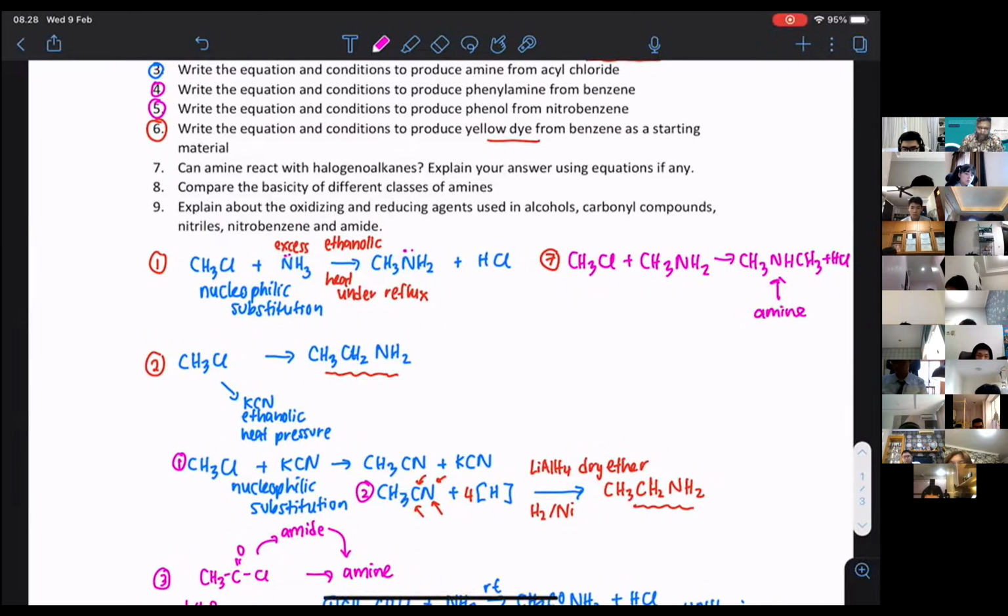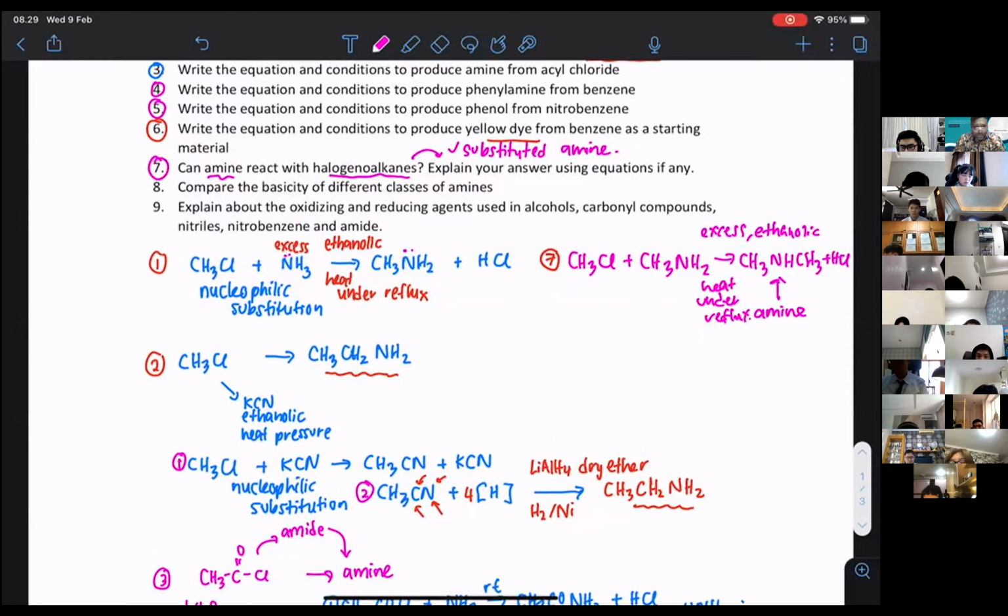So the reaction of amine with halogenoalkane does give a substituted amine. The equation is given. So what are the conditions? Same: excess, if you need to use excess amine, or it must be ethanolic, and then you still need to use heat under reflux. Okay, this one is done.